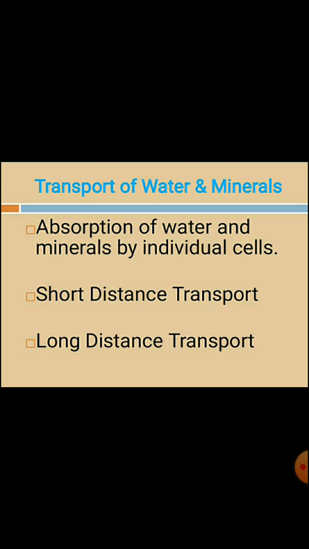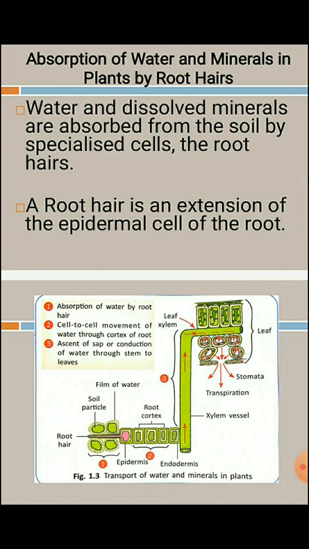Okay, now the question is how absorption of water and minerals takes place by root hair. Let's see. Absorption of water and minerals in plants by root hair. As we can see, there is a diagram representing the transportation of water and minerals. In this representation there are three steps involved. First is absorption of water by root hair. Second is cell to cell movement of water through the cortex of the root. And the last is ascent of sap or conduction of water through stem to leaves.